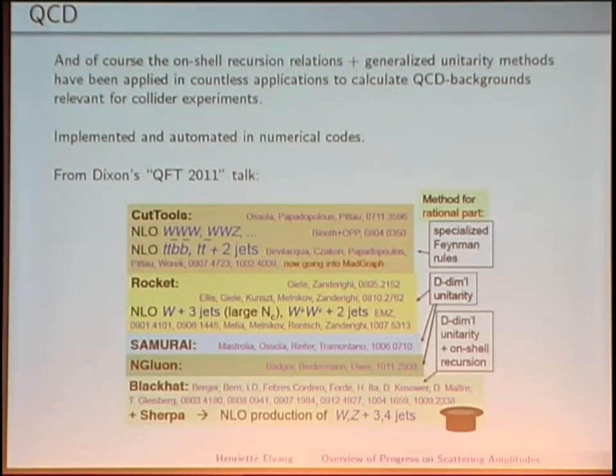Finally, for practical applications, the tools that have been developed in n equals 4 have certainly been applied in practical applications. They are implemented and automated in numerical codes, such as BlackHat and these other programs listed here. Here I'm simply stealing a slide from Lance Dixon's QFT talk from earlier this year, to give an overview of what kind of processes this is used for.